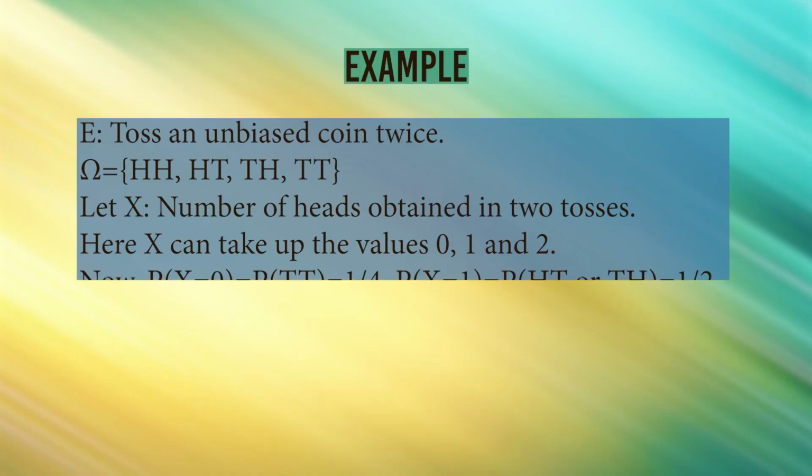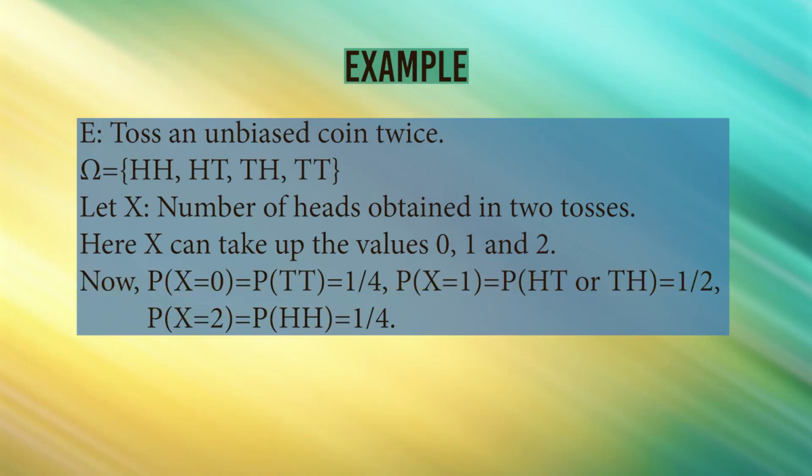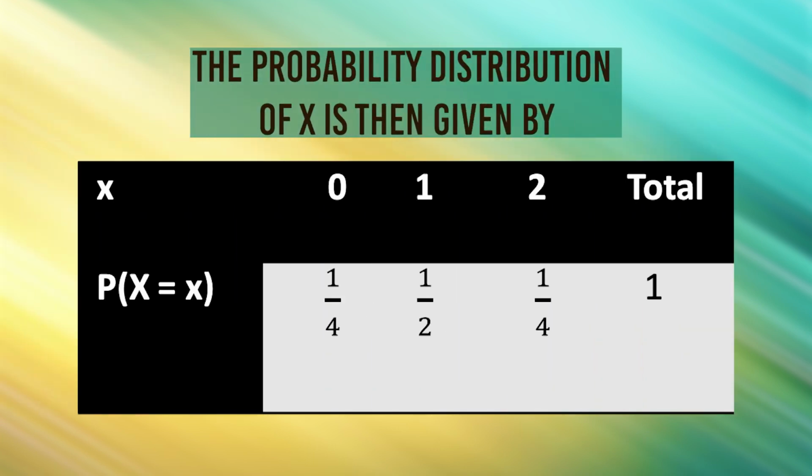What are the corresponding probabilities? Since the coin is unbiased, the probability of getting HH will be 1 by 4. There are 4 possible outcomes. One of those is HH, so 1 by 4. Similarly, the probability that x will take up the value 1 is half, 1 by 4 plus 1 by 4. And when x takes up the value 0, that is the outcome TT, the probability is again 1 by 4. So the probabilities will add up to 1. On your slide you can see the probability distribution of this random variable. Now here the random variable takes isolated values, 0, then 1, then 2 and so on. That is why it is an example of a discrete random variable.